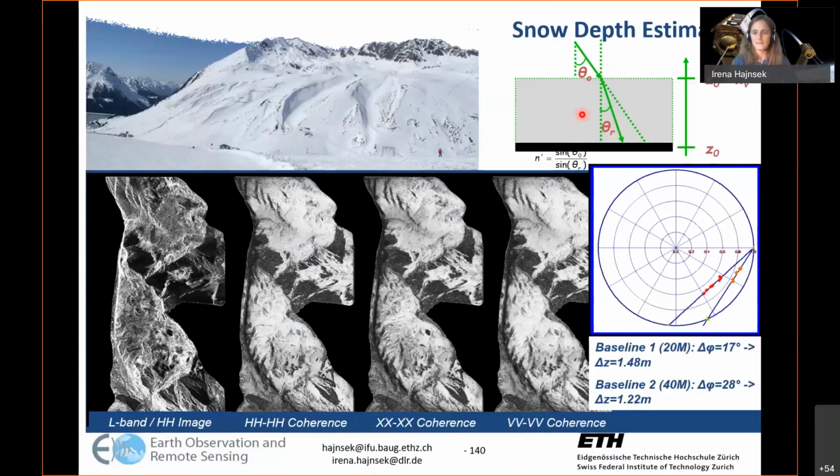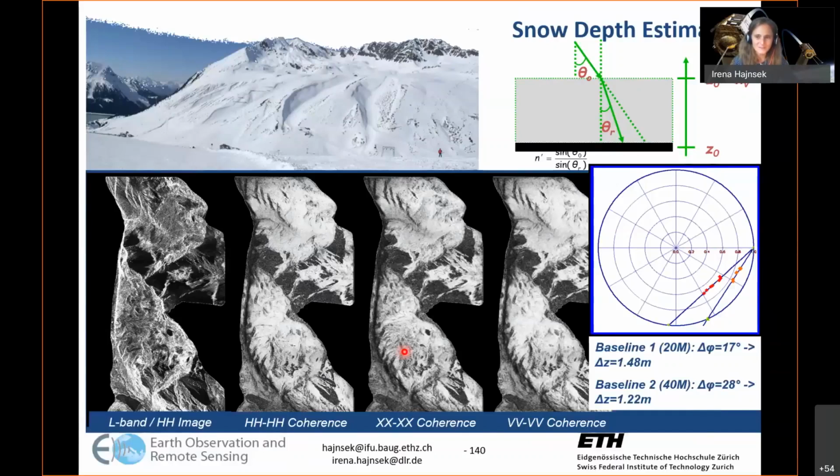So this is something that has been added into this very simple model. The results coming out are plotted here again in a unit circle. The heights plotted were 1.4 meters and 1.2 meters, and the real height was around 1.5 meters. So also very close in terms of estimating snow height or snow depth.